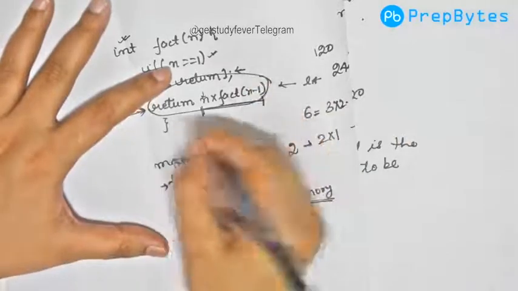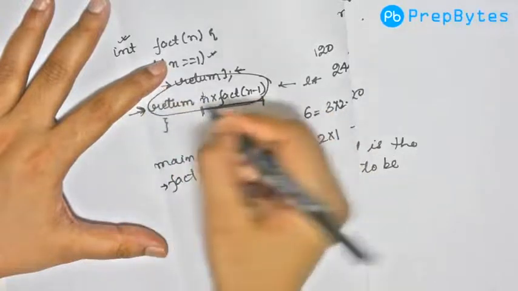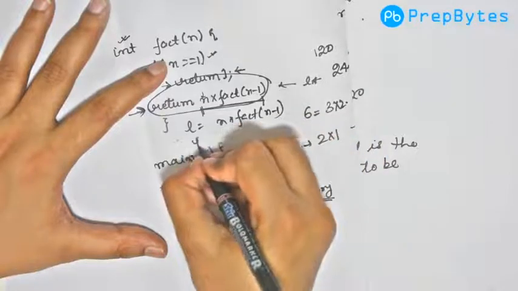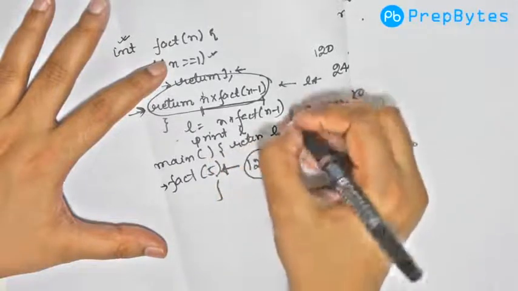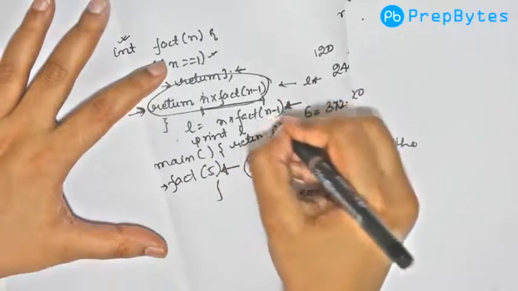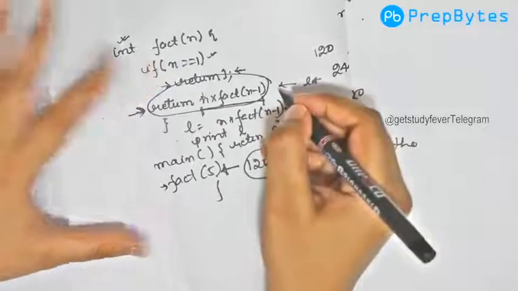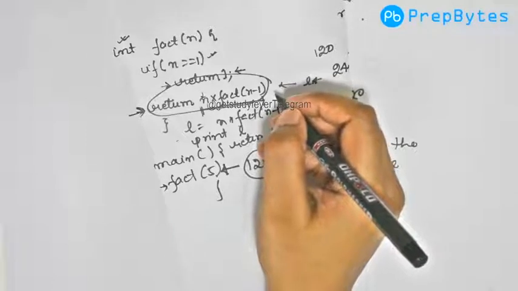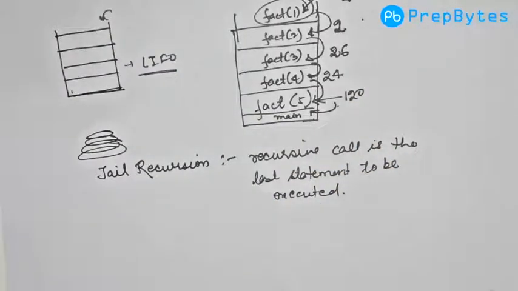What might have happened is that we could have added one more statement: L equal to n into fact of n minus 1, and then print L, and then return L. We can see that after this function call there are two statements, so this is not tail recursion. It is tail recursion when the recursive method call is the last statement to get executed. Tail recursion has its use in some cases of compiler optimization. So this is a very small concept.